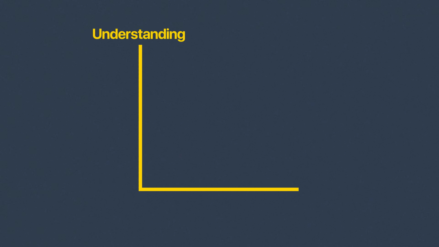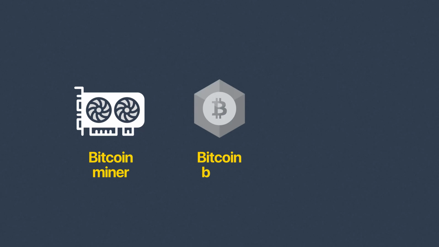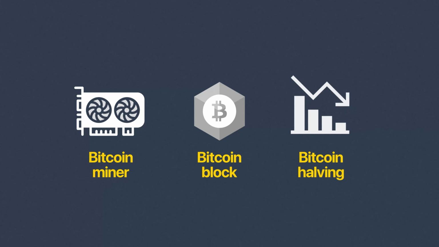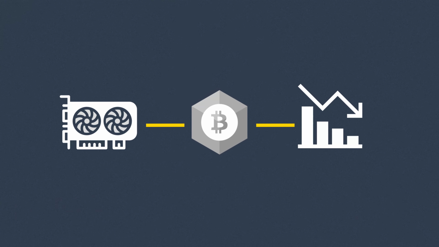I believe that the more we understand the cryptocurrency space, the better chance we have at actually making a lot of money in crypto. So in this video, we're going to be talking about what a Bitcoin miner is, what a Bitcoin block is, and what a Bitcoin halving is. And it's pretty cool because all of these three terms actually interlace with one another, and you're going to see what I mean in just a moment. So let's start with what a Bitcoin miner is.